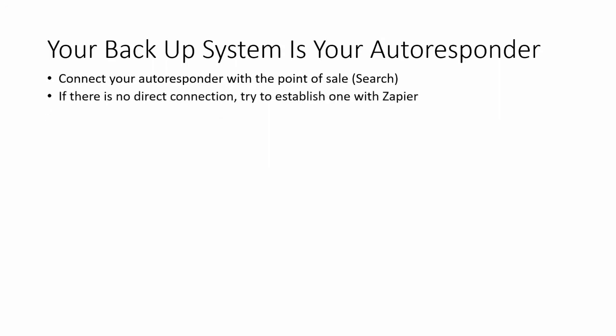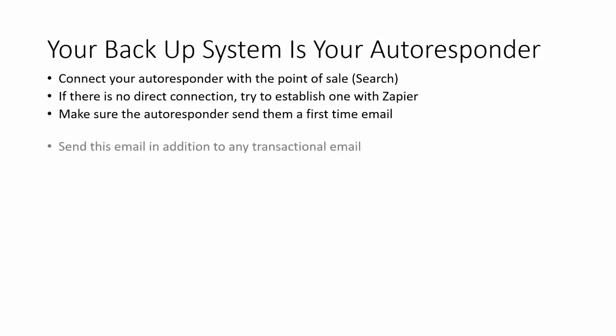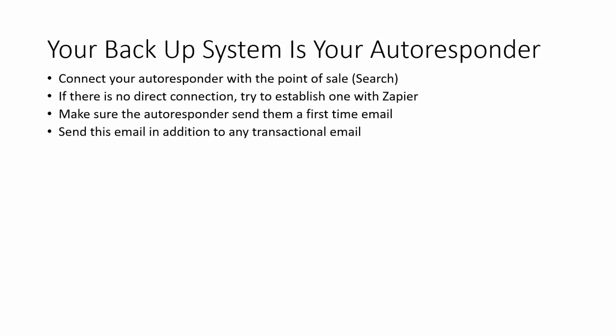Now, if there's no direct connection between your autoresponder and PayPal, try to establish one with Zapier. You want to make sure that the autoresponder sends them a first-time email, in addition. Even if you have membership software, you should make sure they get this first autoresponder email in addition to that. Do not depend on the transaction email saying they paid X amount, and because they paid X amount, they got this link. You should still be sending them this.